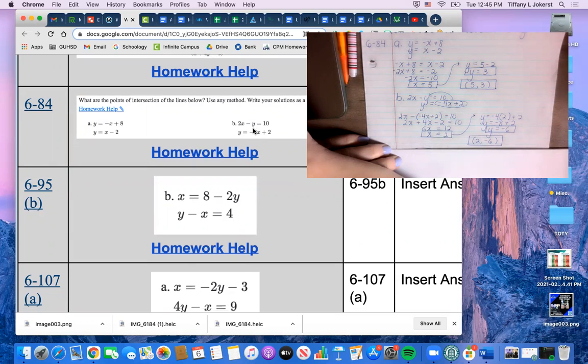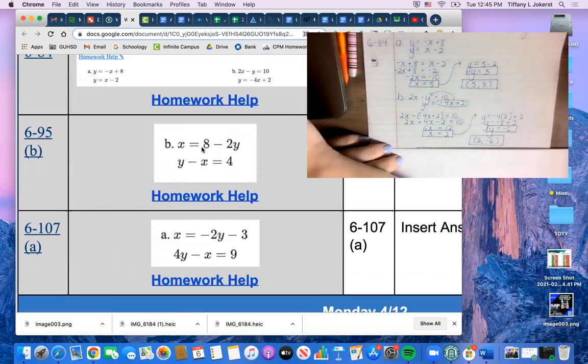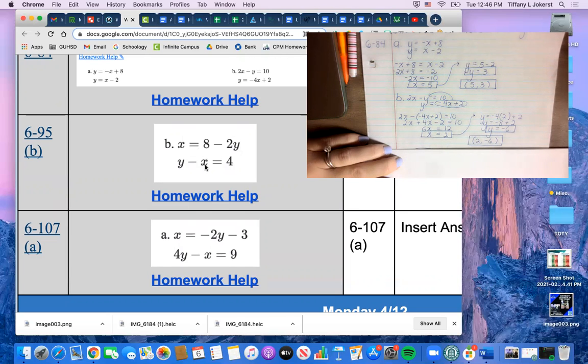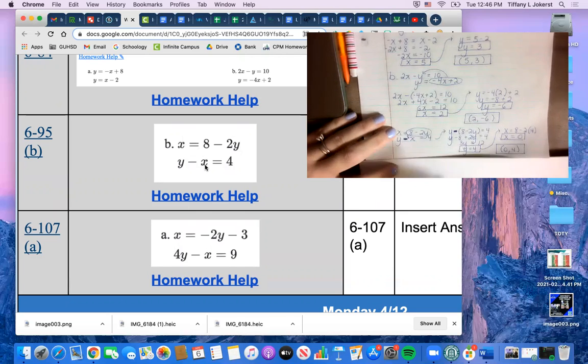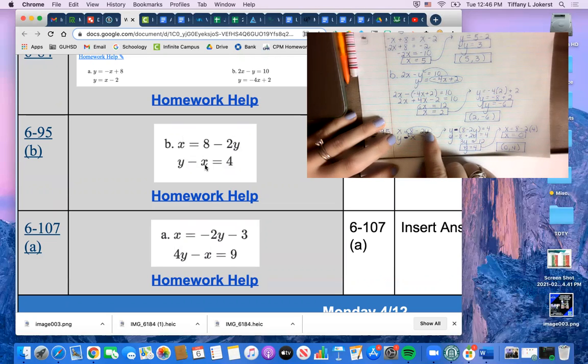Okay, continuing with that same theme on 95. You'll notice this one is already solved for x. So since x is equal to this, I'm going to take that 8 minus 2y and I'm going to plug it in for x right there. Okay, so that's what you see me doing here. I took that 8 minus 2y and I plugged it in for x right there. So I get y minus the 8 minus 2y. And now I'm going to distribute that negative sign to both of them. And you solve and you should get y equals 4.